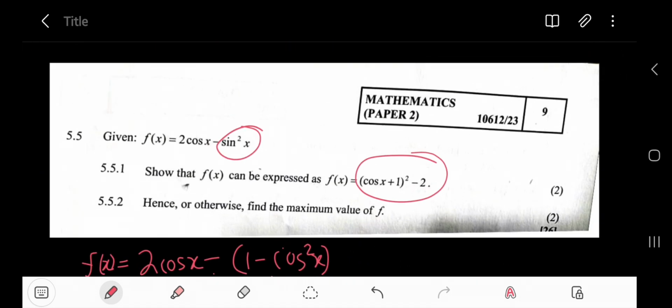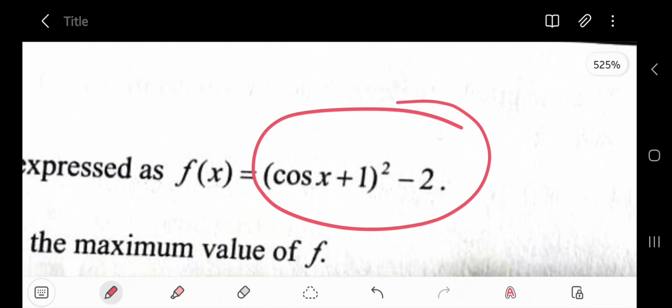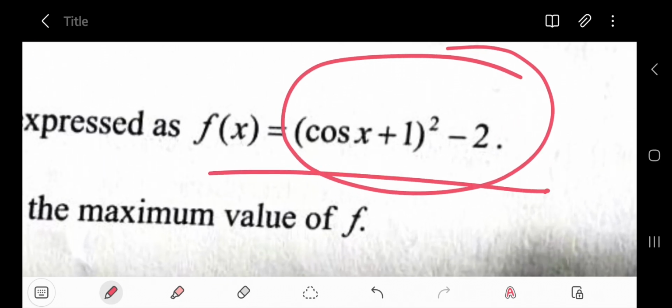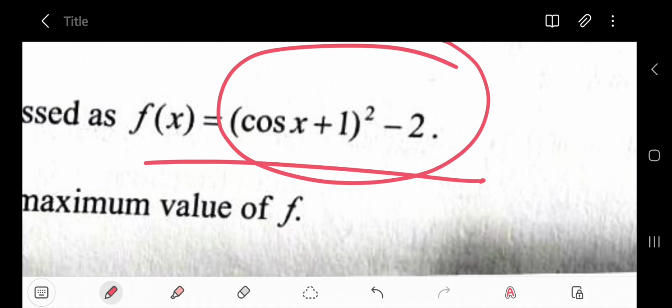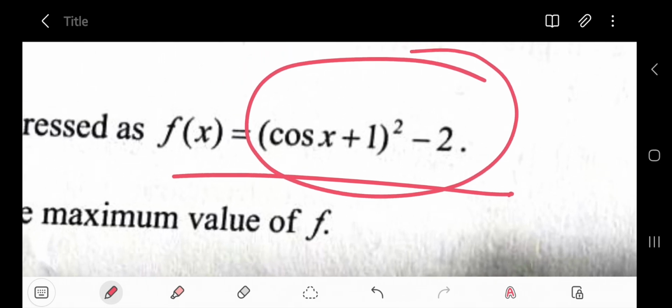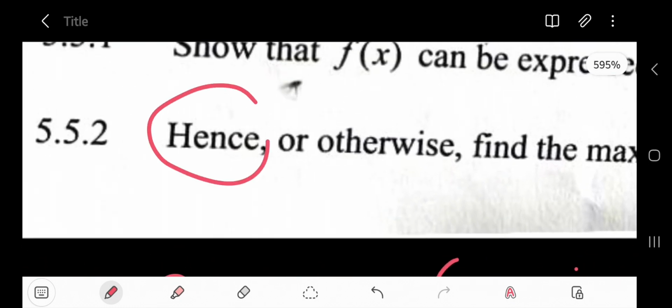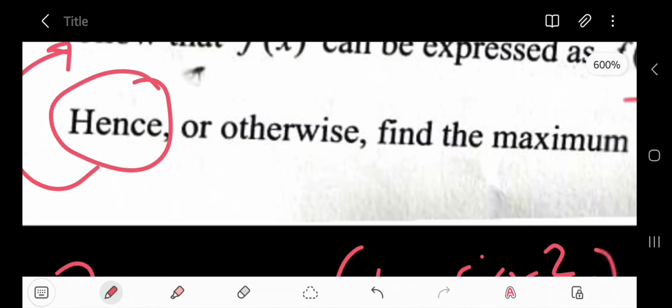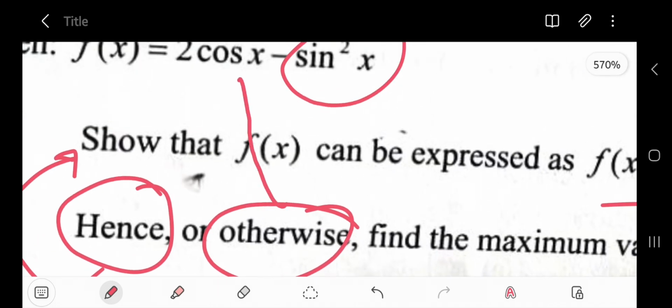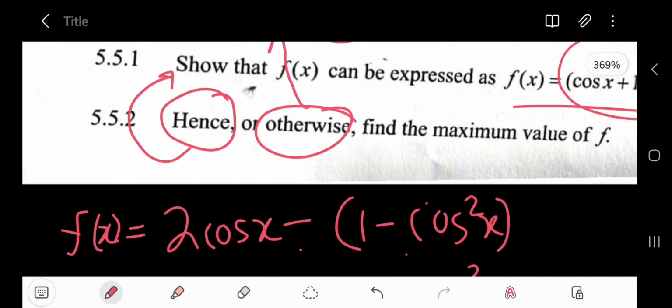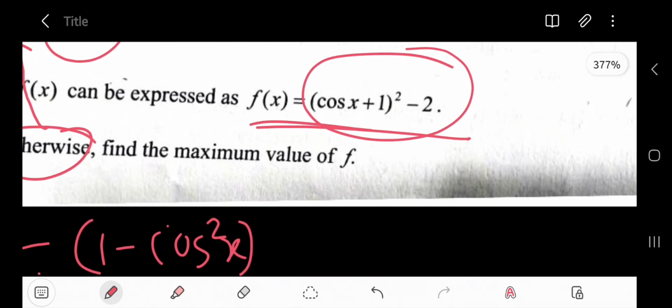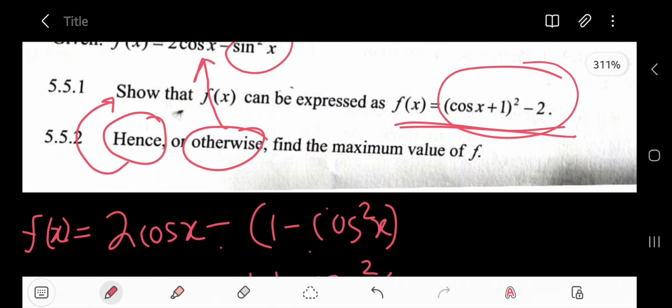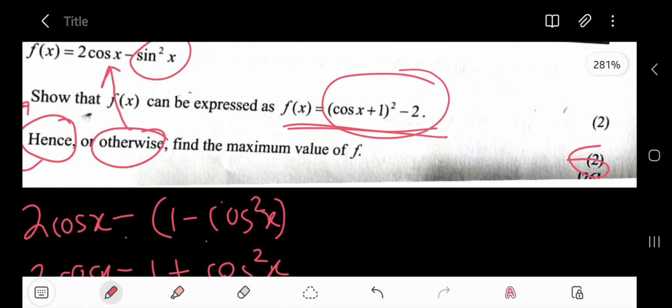It says, hence or otherwise, find the maximum value of f. So f of x is that, and we've just simplified it to this. So now that we've simplified it, let's try and work with what we have. It says hence or otherwise. When it says hence, you can use this previous answer. Now it's saying otherwise. It means you can also work straight from scratch. So you have 2 options there. We can use the answer that we got in the previous question to get the next one, or we can start afresh. I'm just going to use what we have, because at the end of the day, it's 2 marks. I don't want to waste time.